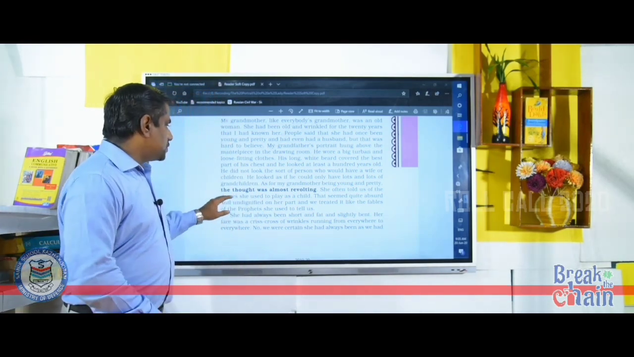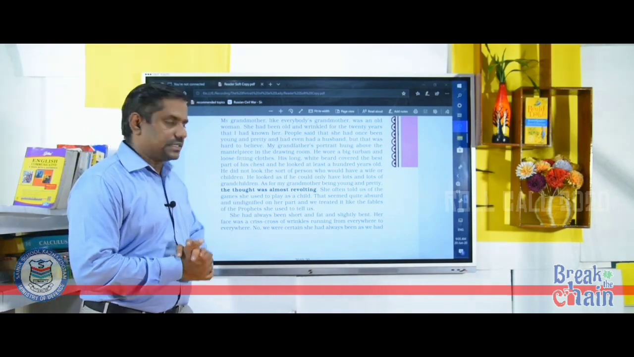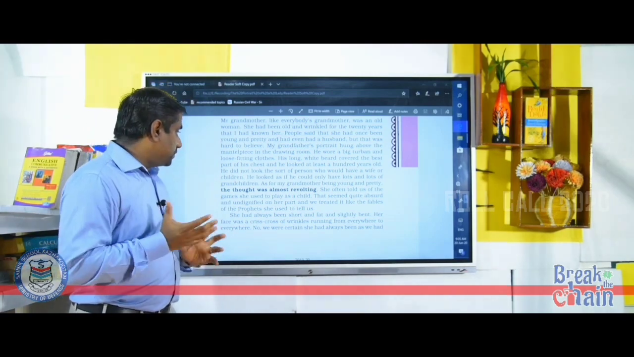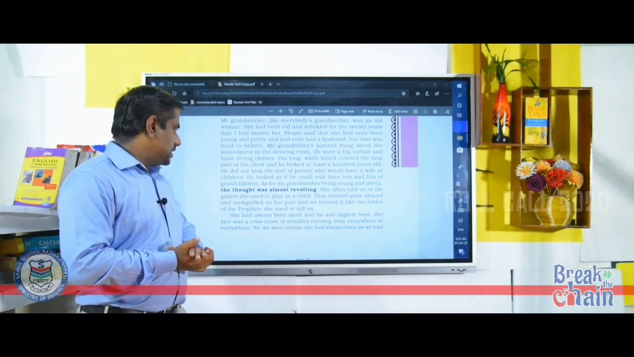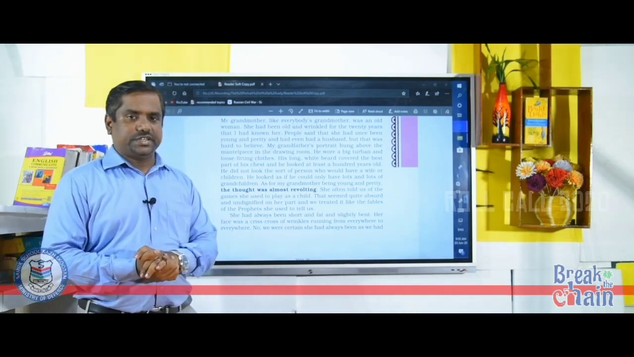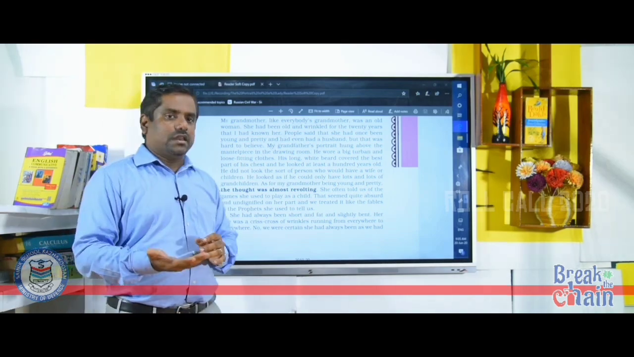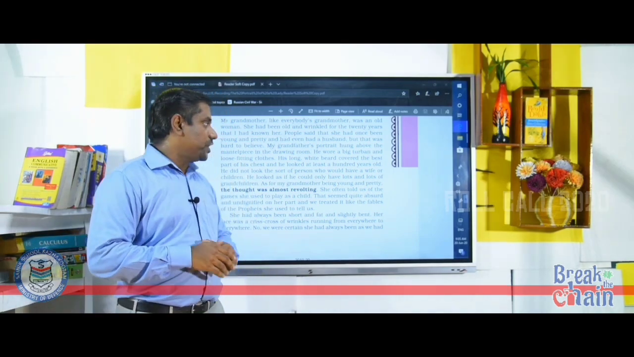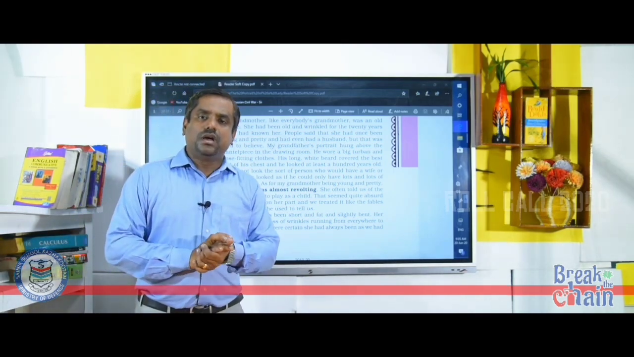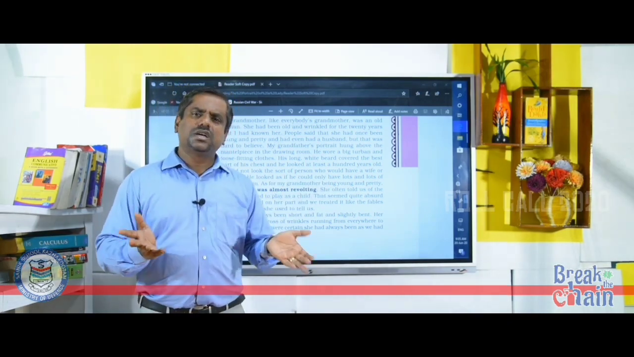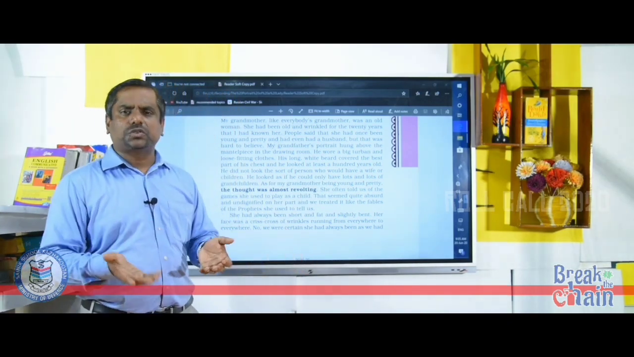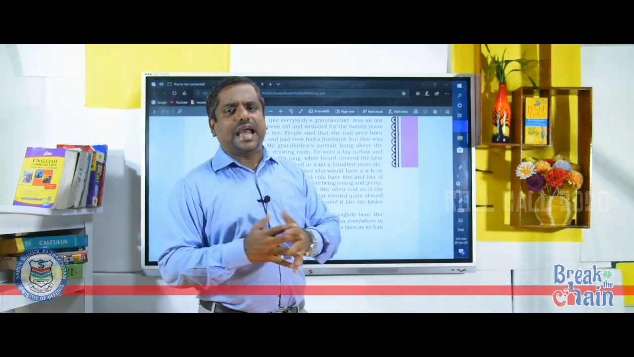She often told us of the games she used to play as a child that seemed quite absurd and undignified on her part, and we treated it like the fables of the prophets she used to tell us. Now again Khushwant Singh is getting confused upon hearing that his grandmother used to play when she was a child, and to him it was almost something absurd. Absurd means totally illogical, something that we cannot accept at all.